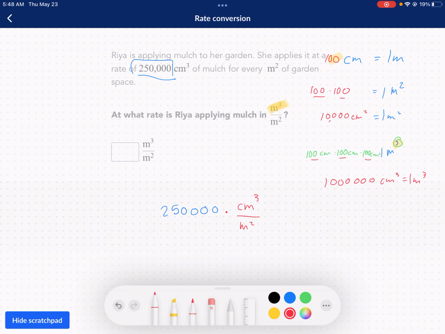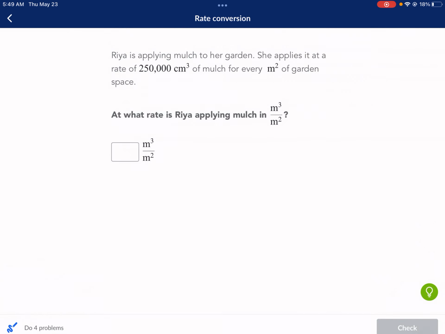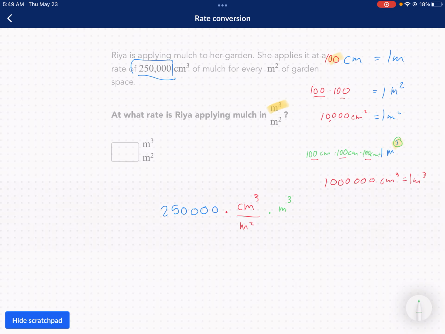If I want meters cubed in the top, I'm going to put it in the top. I want meters squared in the bottom. It's already in the bottom, so I don't really need to do anything. But I can't just convert it to meters cubed. I have to have a proper conversion rate before I do that.